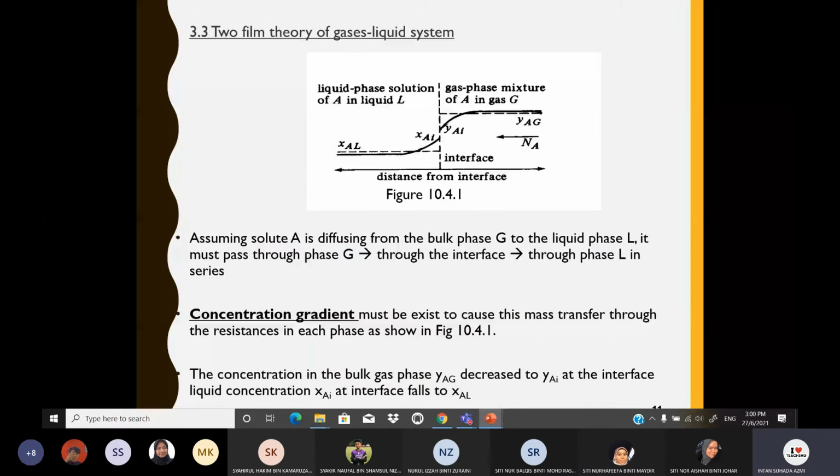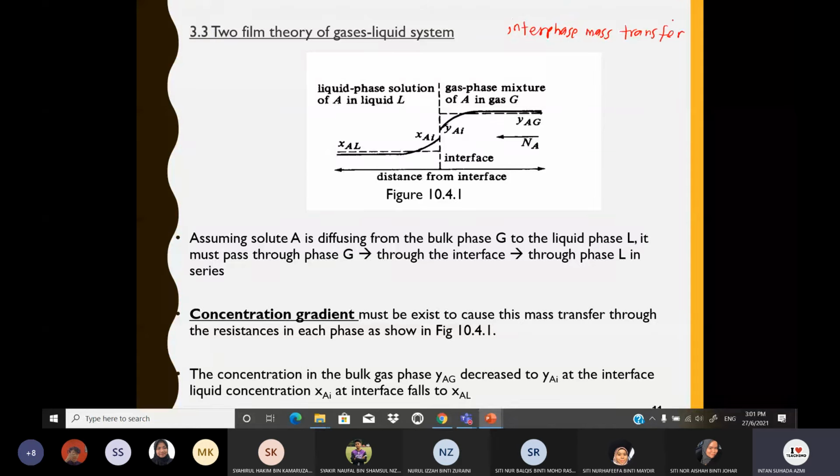Actually, this one, if you can remember, I also touched on in mass transfer, in the last subtopic, interface mass transfer.